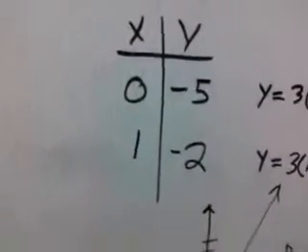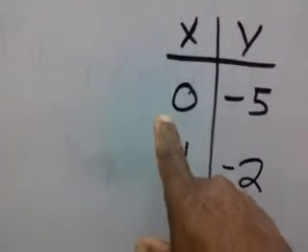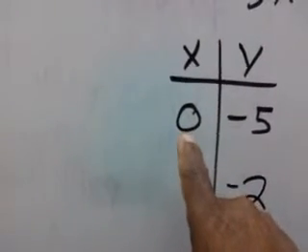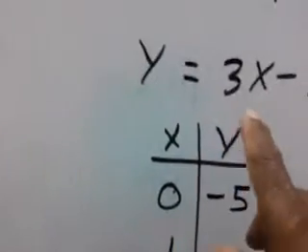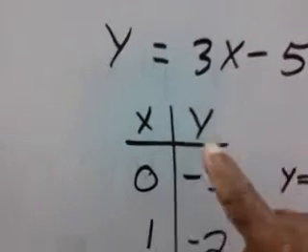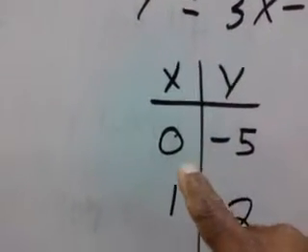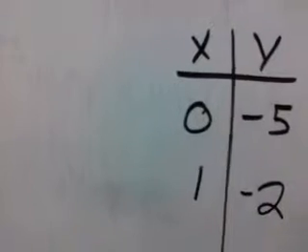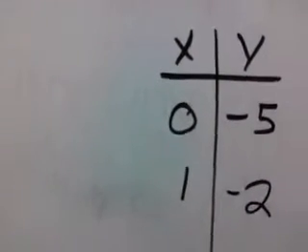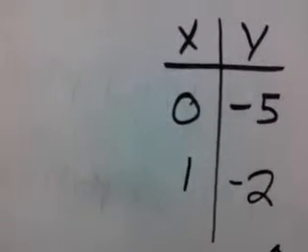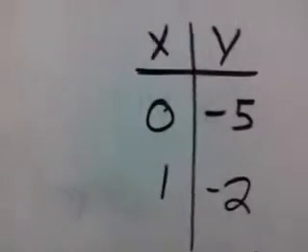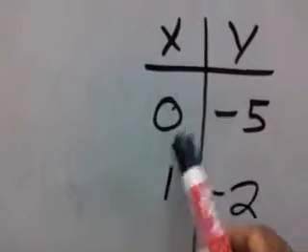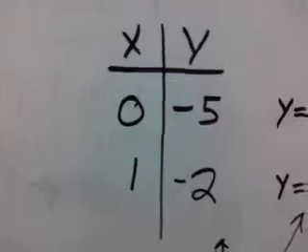We can choose any 2 numbers we want to for x, and then substitute those numbers into the equation and find y. As you can see by the table I have here, I have chosen 0 and 1 for x. You can choose any 2 numbers you want to. You don't have to use the 2 numbers that I use.